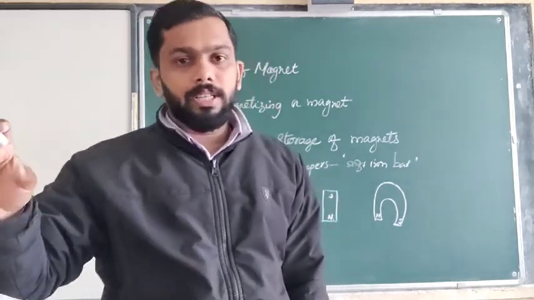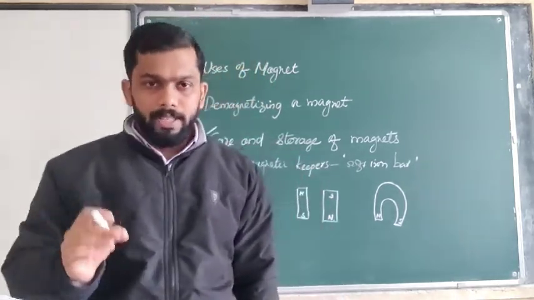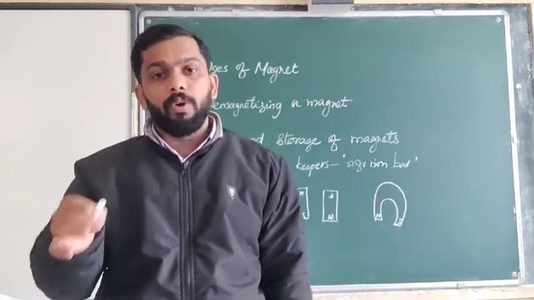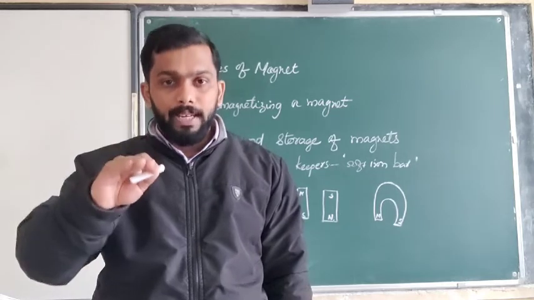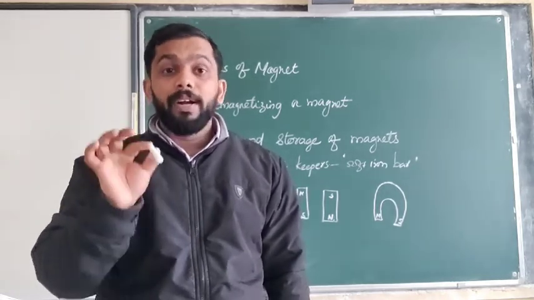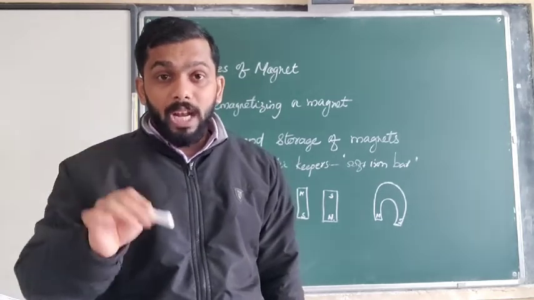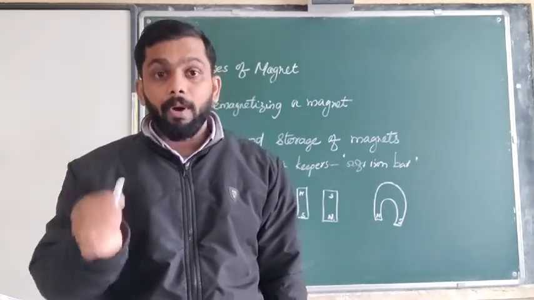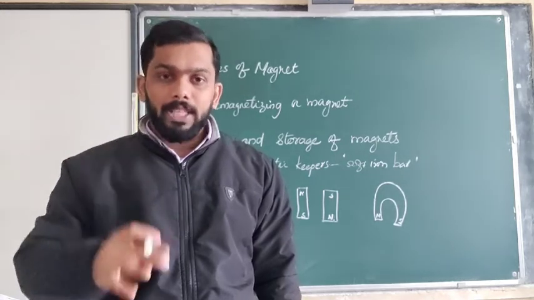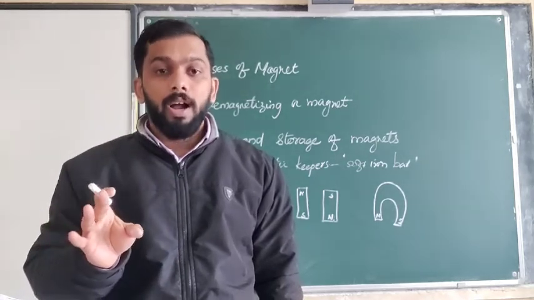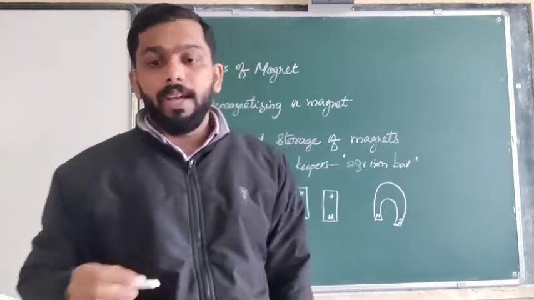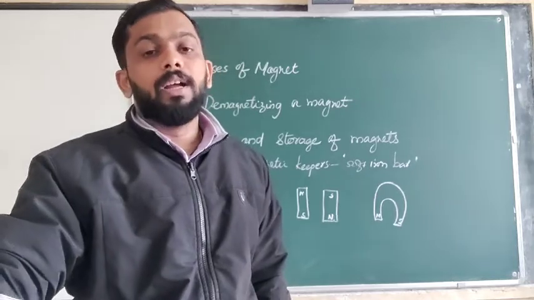For demagnetization, just before we have learned some reasons for how to demagnetize, but when we keep a magnet as it is for a long time, the power of the magnet will also get lost. So this is called self-demagnetization. The property of the magnet to lose its power by itself is called self-demagnetization.